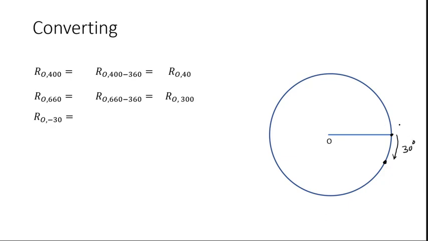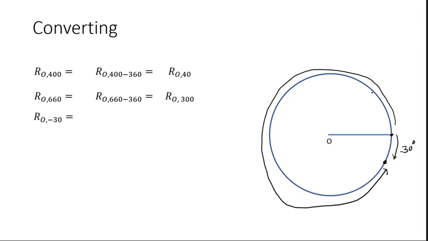Now we could go the other way. We could go this direction and get the same answer, the same final destination. So what we can do is 360 minus 30 to get that equivalent rotation. So 360 minus 30 would be 330. So that would be the same thing as a rotation of a positive 330 degrees. All right, so those are equivalent rotations.